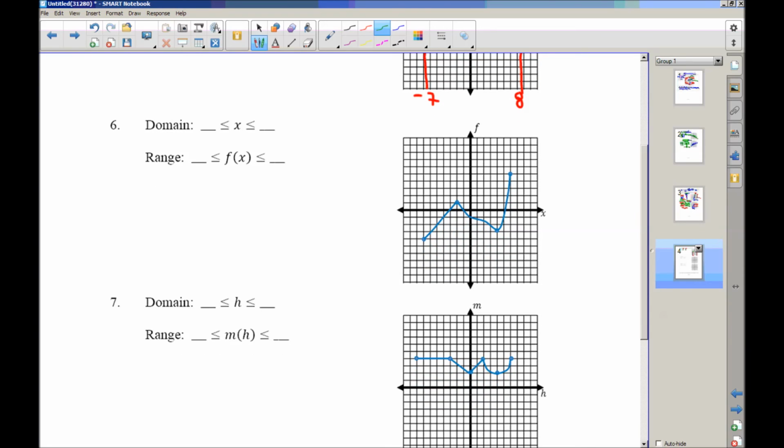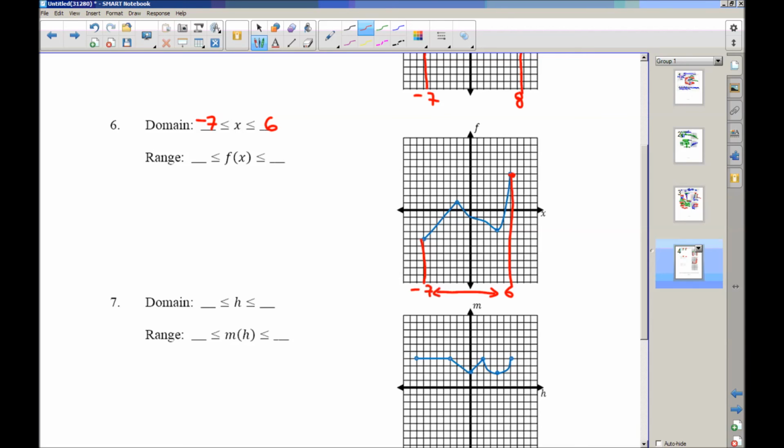So the domain is the left and right. The farthest left our graph goes, that's over here, is at -7 for the x coordinate of that point. And the farthest right it goes is here. And that x coordinate is at 1, 2, 3, 4, 5, 6. So our domain is between -7 and 6.